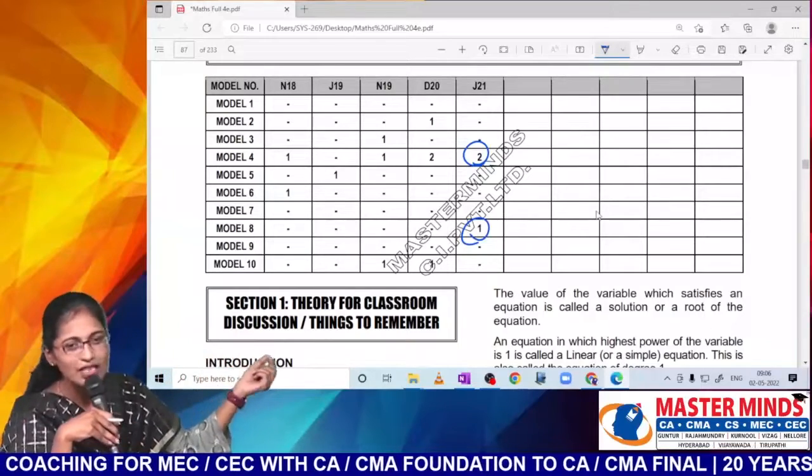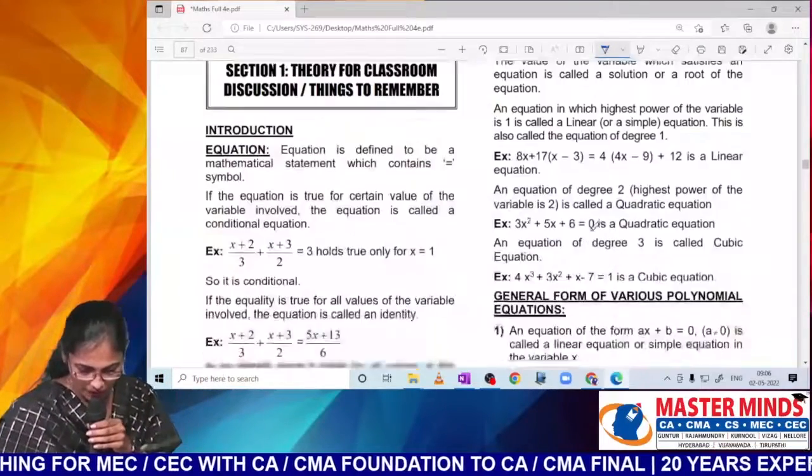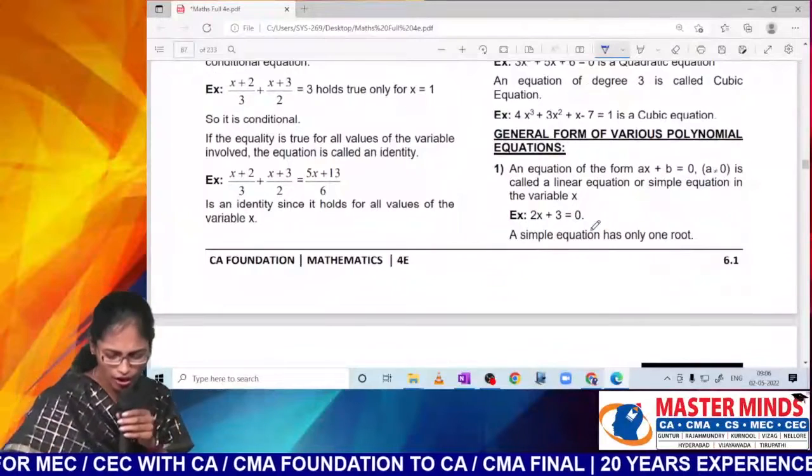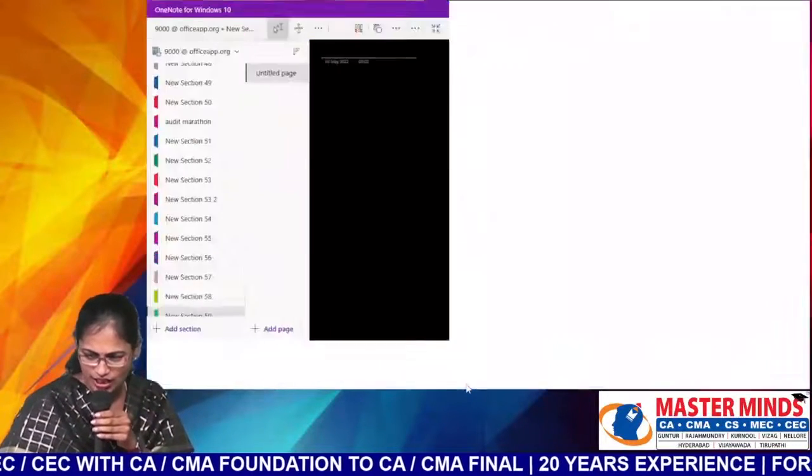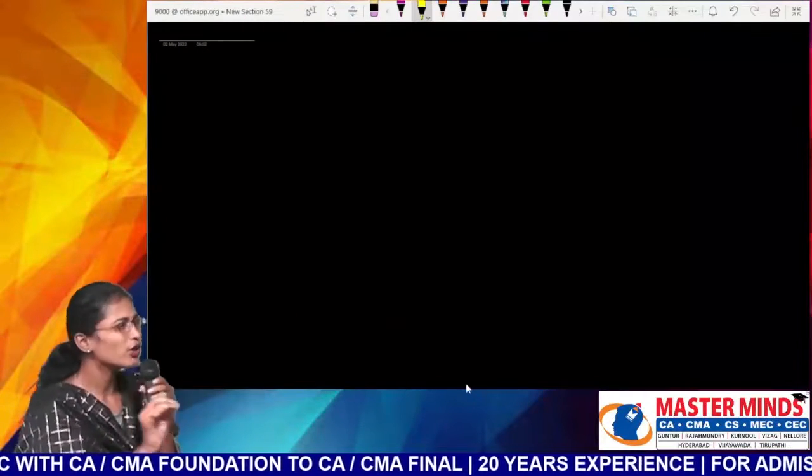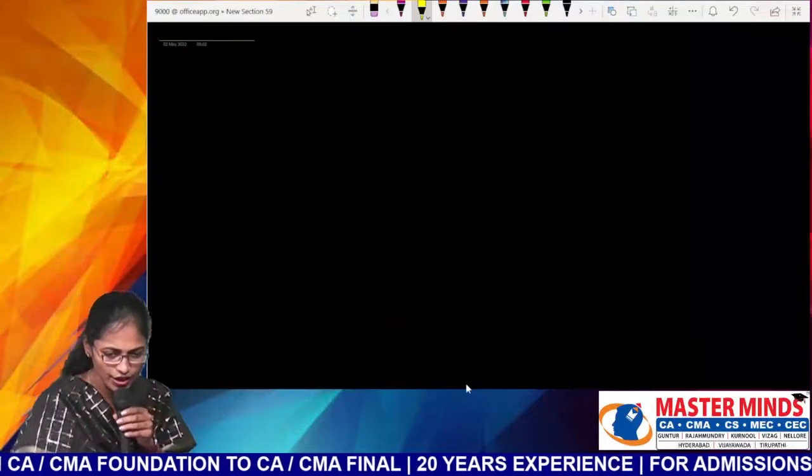Let's see some basic formulas related to the equations topic. I'm not going to explain all the formulas that are related to this topic. I'm going to cover some of the important formulas related to this topic.